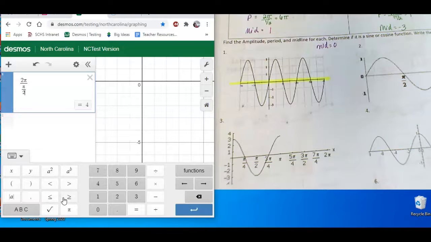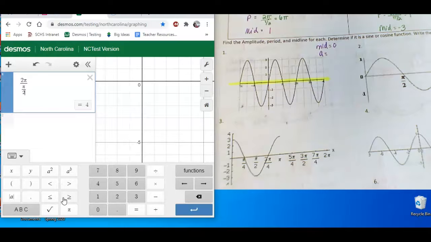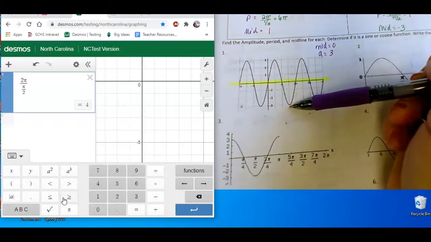After I find the middle, then I'm going to find the amplitude. And the amplitude, if you think about the middle, the amplitude is how far from the middle it goes up. So how far from the middle does that graph go up? 3. So amplitude is 3. You can also go from the middle to down. It should still be the same.